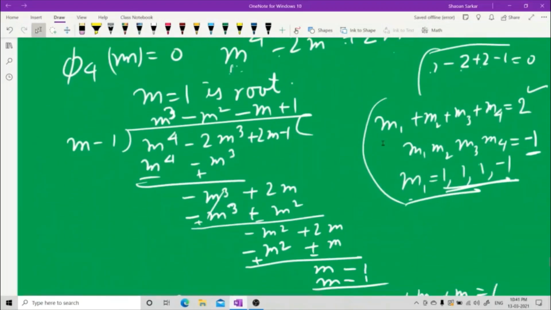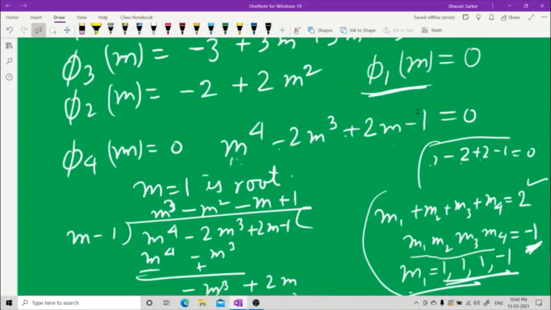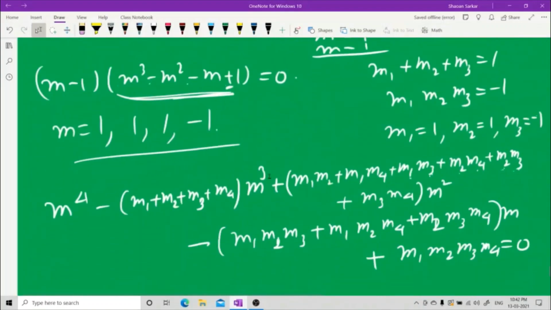So m1, m2, m3, m1, m2, m3, m4 should be minus. It should be minus. This is the most important point. This is the mistake I was making. That's why I was taking some time. So this plus instead of this equation, you should know this standard form. This is the standard form of fourth degree equation in theory of equations. You should know the standard form.